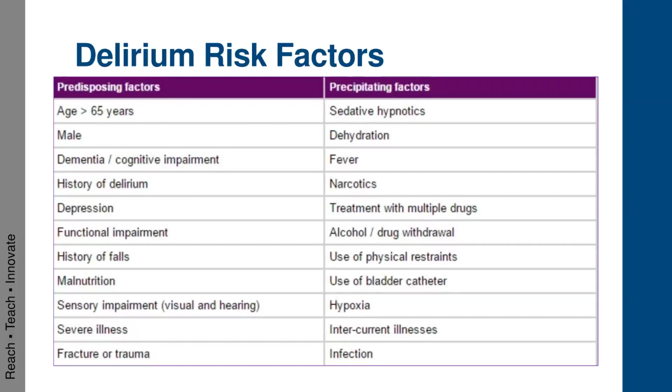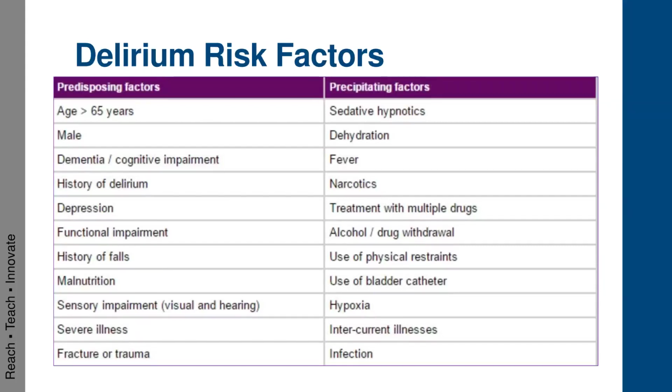Some of the risk factors include older age. Having an underlying dementia or cognitive impairment is the greatest risk factor for developing delirium when a patient is ill. A history of prior delirium with previous illnesses, depression, functional impairment, history of falls, malnutrition. Sensory impairment is another important factor to recognize, and thus we should always try to help patients with hearing amplifiers and glasses whenever possible in the inpatient setting. And of course, the severity of illness is also a major predisposing factor.